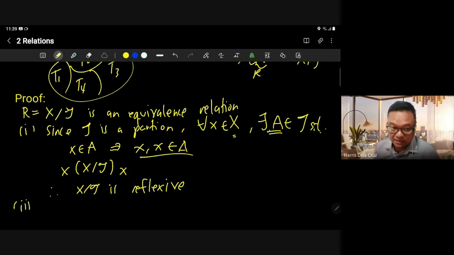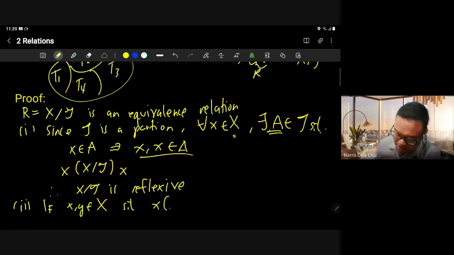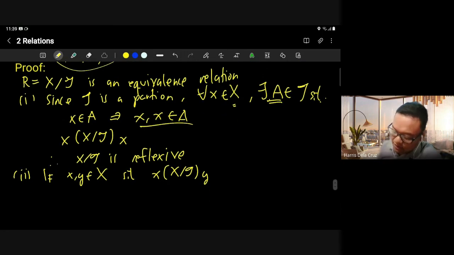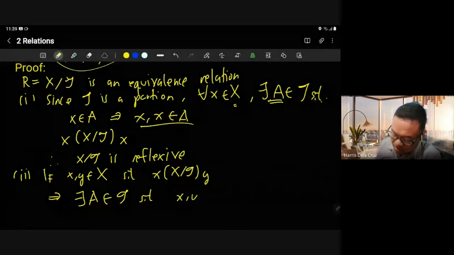Ang sunod, symmetric. So, pag symmetric, dapat meron kang dalawang element. So, let's say we have X and Y to be an element of the capital X such that X is R related to Y. So, X over T related to Y. Ano gusto mong pakita? Gusto mong pakita na si Y R related din kay X. Okay. Pero if X is R related to Y, edi ang ibig sabihin nun, by the definition of the induced relation, dapat makakita tayo ng set A in the partition T such that si X tsaka si Y nandoon kay A.